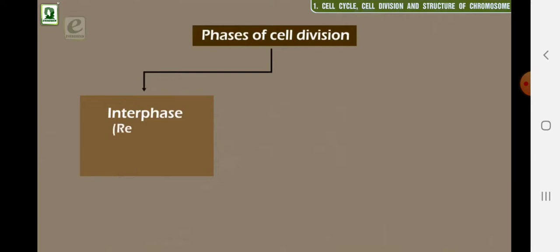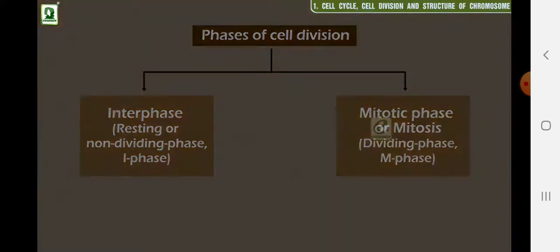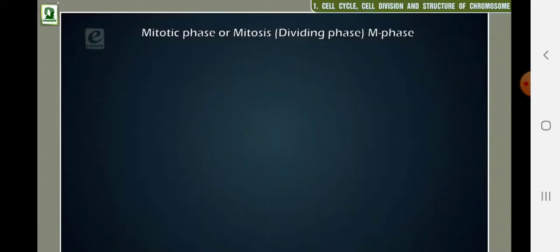Every cell capable of division passes through the cell cycle, which consists of two phases. Interphase, that is the resting or non-dividing phase, also known as the first phase. Mitotic phase or mitosis, that is the dividing phase, also known as the M phase.